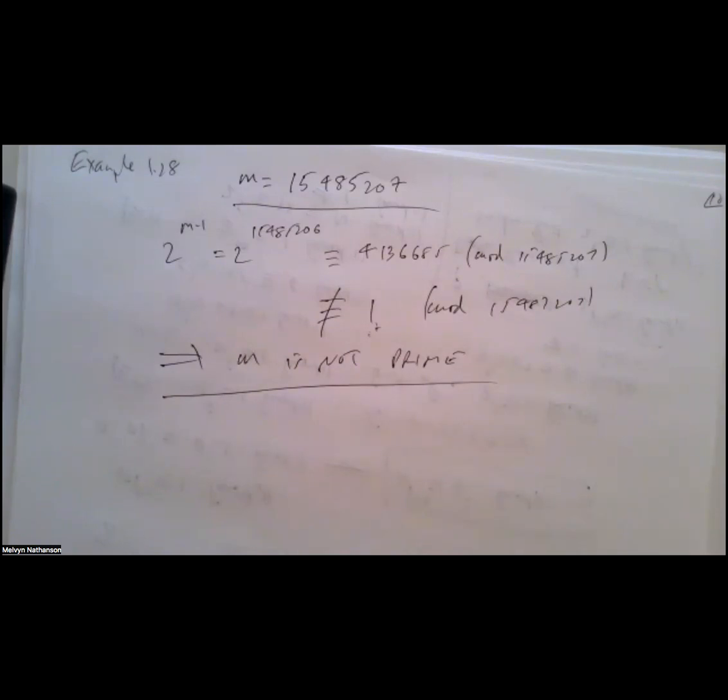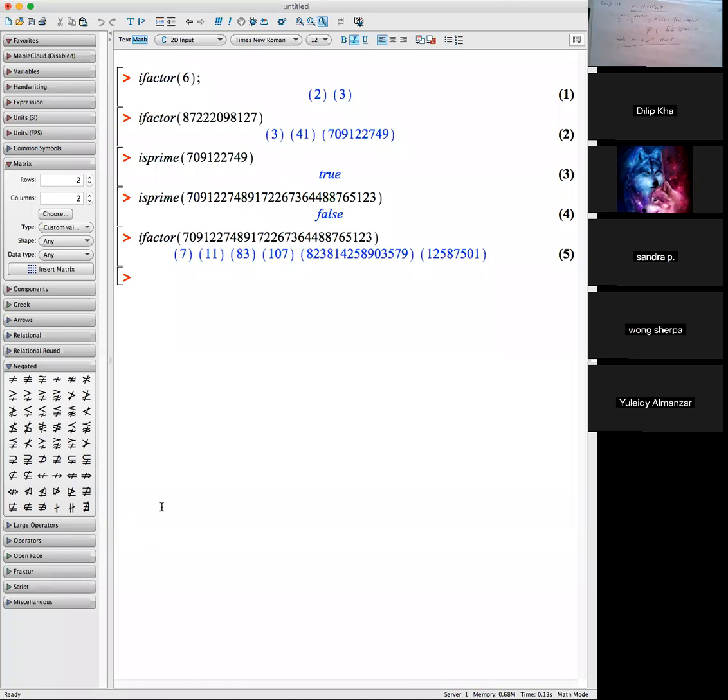Actually, I'm sort of curious. Let me just go back to Maple for a second. Share screen. So if I let m be this number, 15,485,207, and I want to factor it, the command to factor an integer in Maple is ifactor. So ifactor m. So this number is a product of these two 4-digit primes. That's kind of interesting. Okay.